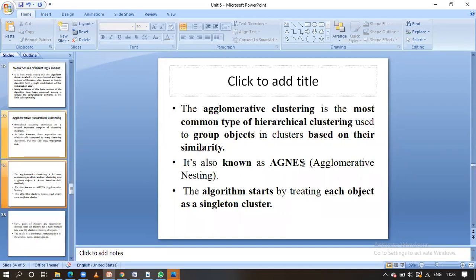Agglomerative hierarchical clustering is also called AGNES, and we have to write this down, guys. AGNES means agglomerative nesting, another name for agglomerative hierarchical clustering. In agglomerative hierarchical clustering, we group the objects based on their similarities.